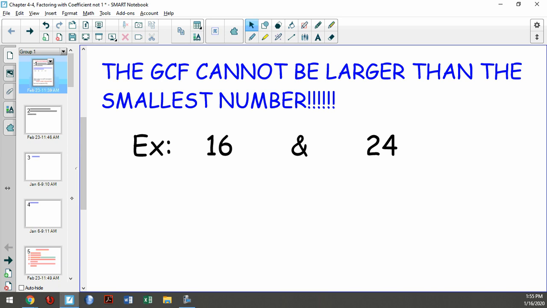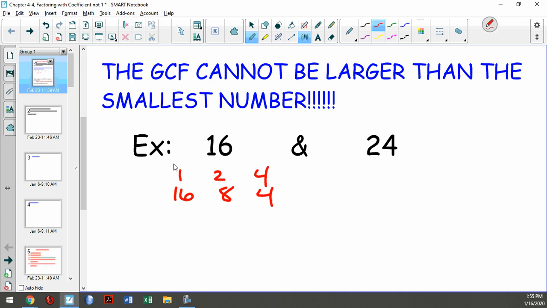So if I want the GCF between 16 and 24, it cannot be larger than the smallest number up there, which is 16. Do we all understand that? Because it cannot give more than 16. So what we're going to do is find the factors of 16. So that's 1 and 16, 2 and 8, and 4 and 4. And you're going to simply find the largest number there. The largest number is 16.